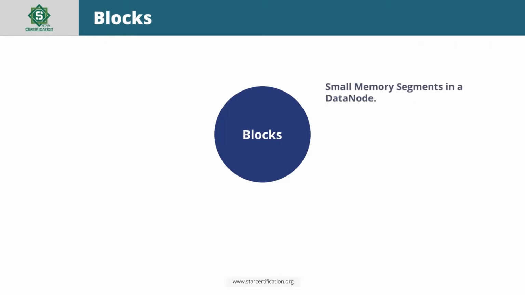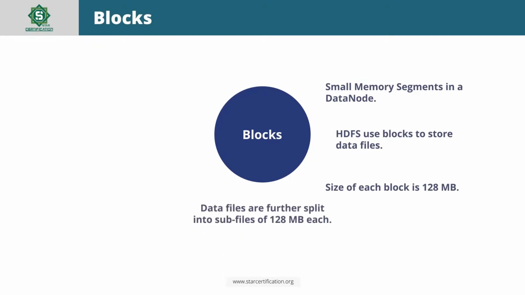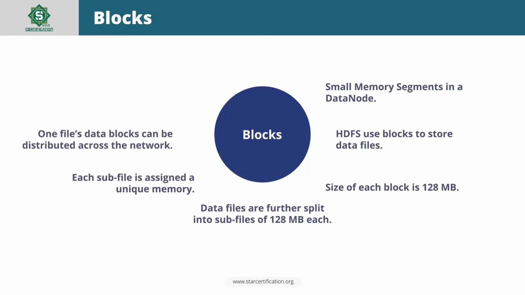Blocks. Blocks are the small memory segments in a data node. HDFS uses blocks to store data files. Size of each block is 128 megabytes. Data files are further split into subfiles of 128 megabytes each. Each subfile is assigned a unique memory. One file's data blocks can be distributed across the network. Distribution is controlled with the help of the Hadoop application.